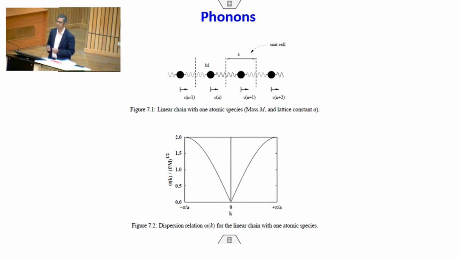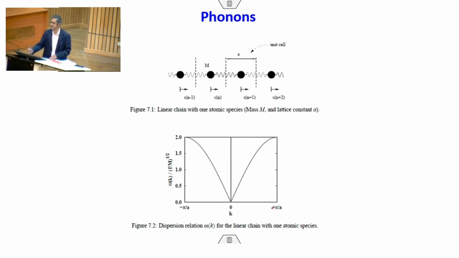And this is the phonon dispersion curve. You can see it is omega versus k, that is your dispersion in k space. You can see k going from minus pi by a to plus pi by a.